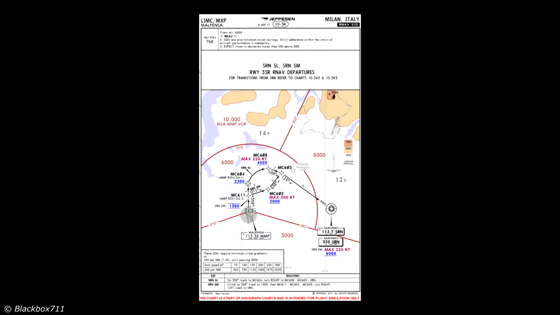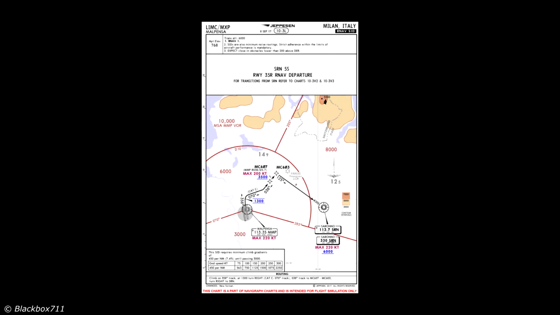All right. Now, the 5 Sierra RNAV departure. That's the third one here. Let's have a look at the other chart, the Lido charts. Oh yeah, it's also 5 Sierra. That is interesting because the 5 Sierra on the Lido charts, you will see immediately that it turns even earlier.